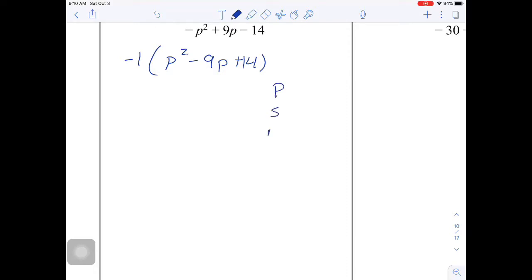So PSA here, again, what's my product? My product is my constant, so 14. So what two numbers multiply to 14? Okay. What same two numbers add to negative 9? So A plus B. So here, again, what are the factors of 14? Well, it's plus minus 1, plus minus 2, plus minus 7, plus minus 14.